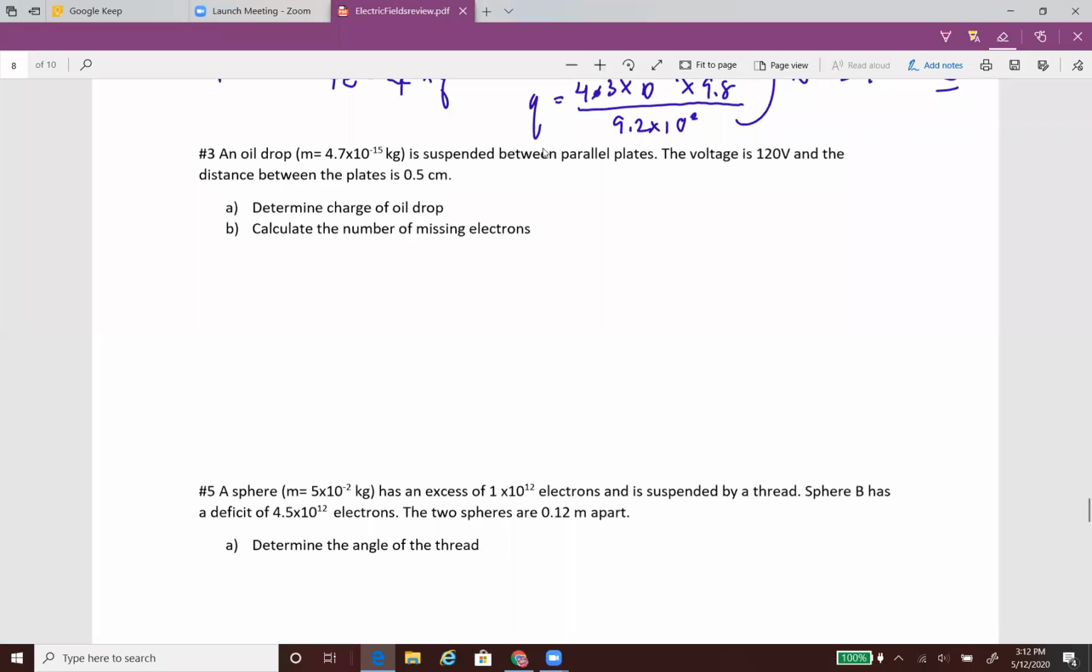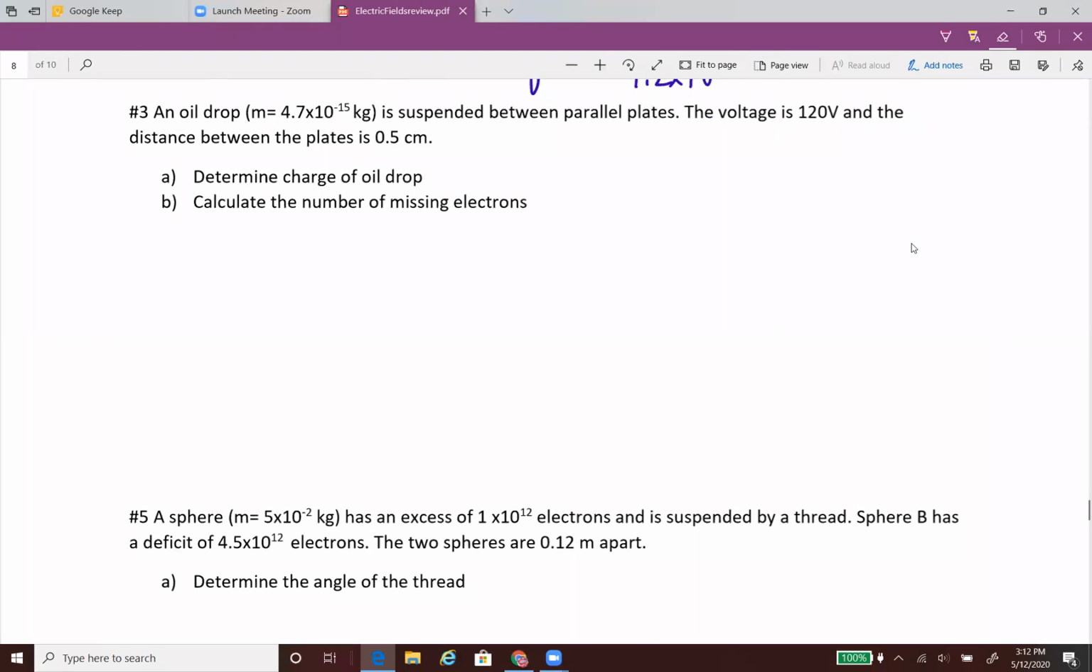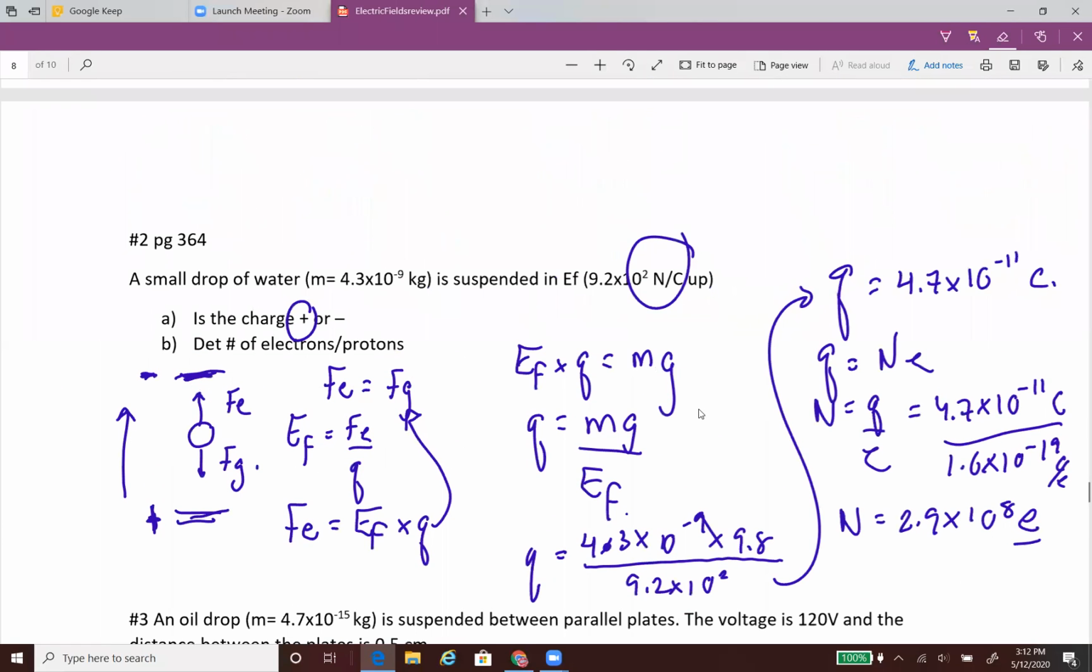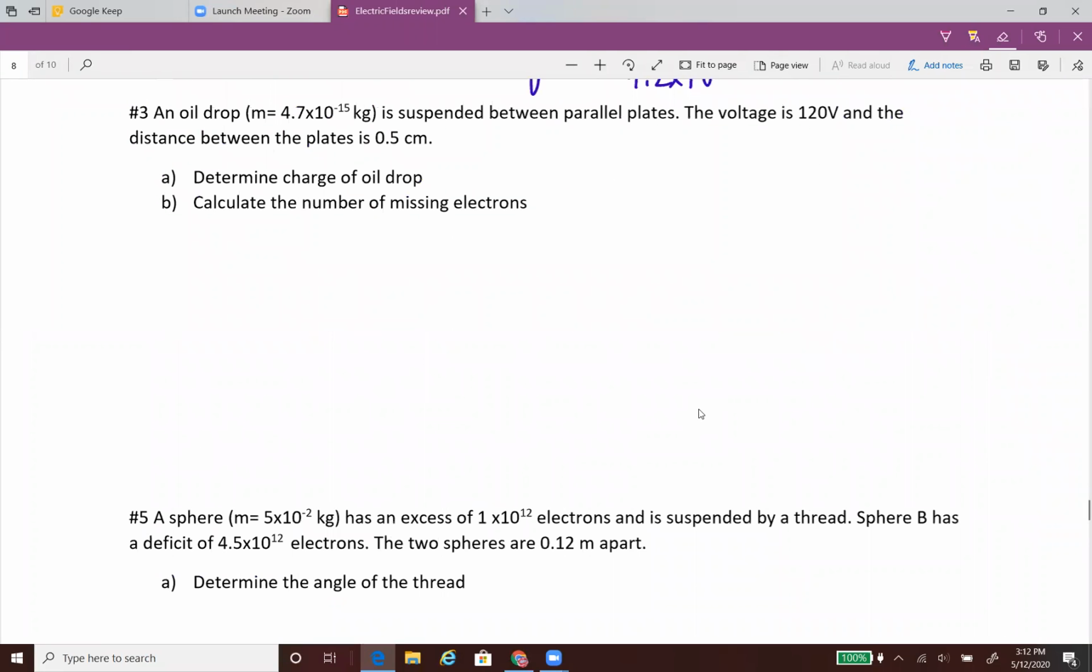All right, so we're gonna wrap up electric fields review questions. This is number 3, I think on page 364. That's where we left off.